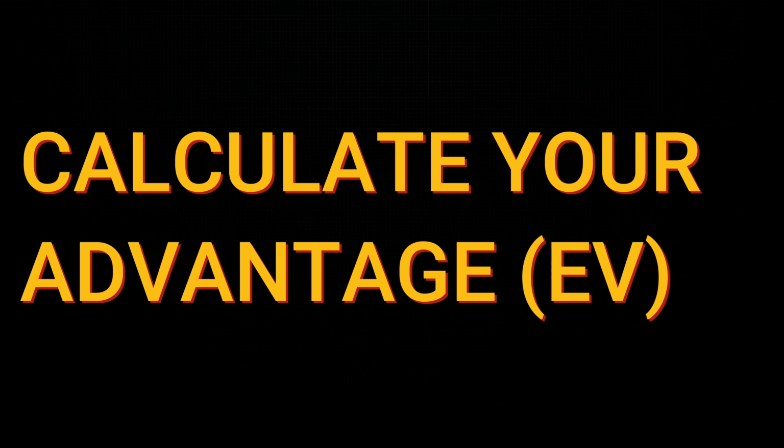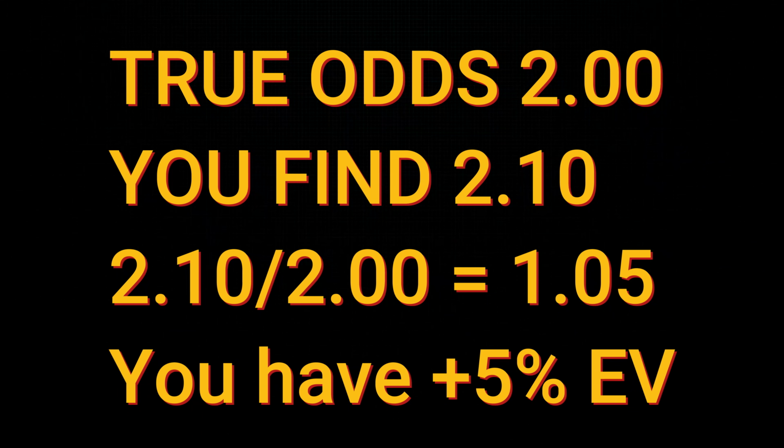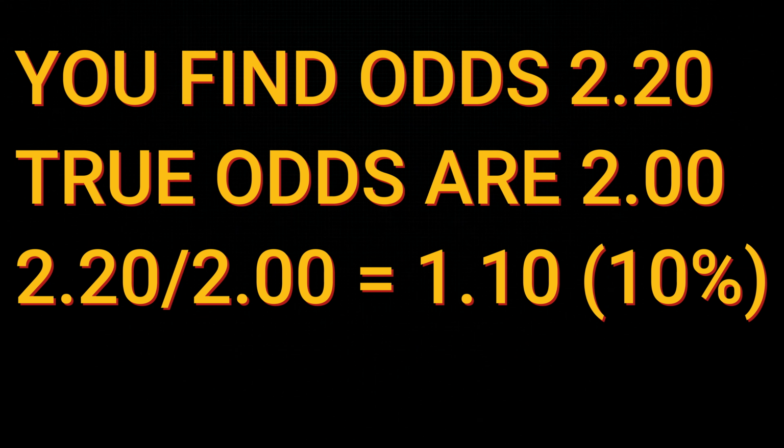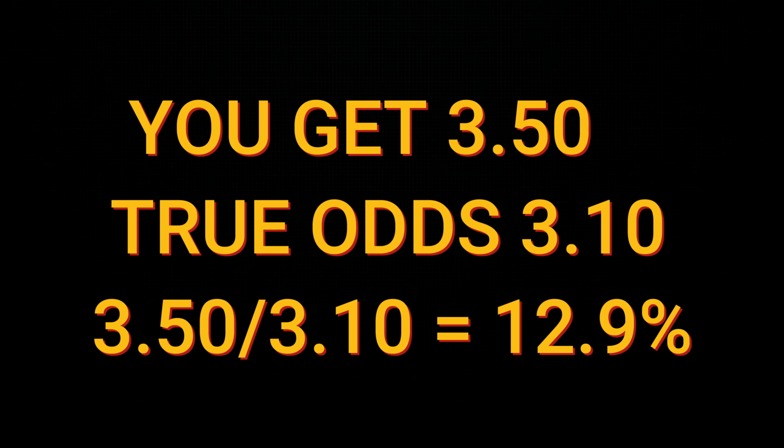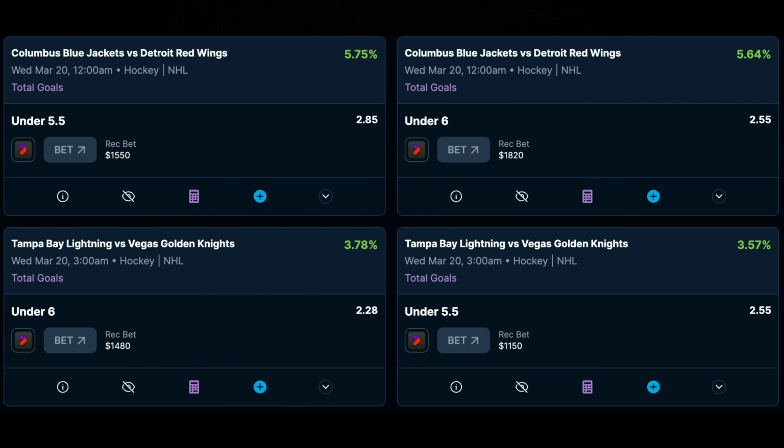So if you want to calculate your advantage, that is simple. Just for example, you've got true odds of 2 and you can bet yourself at odds of 2.10. So you take the 2.10 divided by 2 and you've got 1.05. You've got 5% of betting value, EV. If you get odds of 2.20 when the odds are 2, then you've got 10% value. You could do 1.80 when the odds are 1.75, then you would have about 3% value. And if you did 3.5 against 3.1, the real odds, then you would have 12.9% value. So it is basically just take the odds that you are getting and divide it by the odds that you have as a benchmark, and that's how you calculate your positive EV.